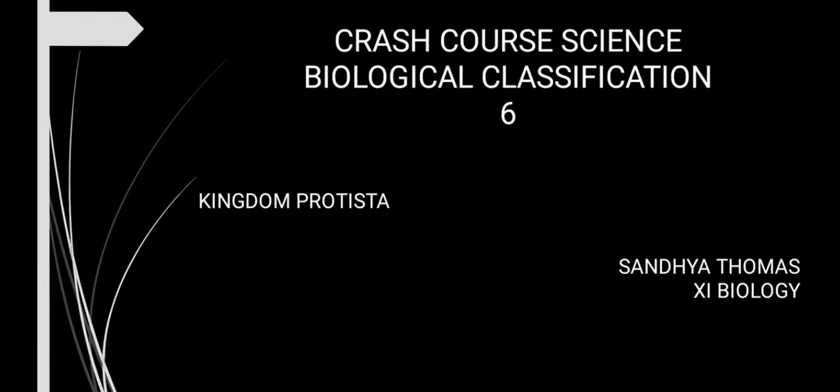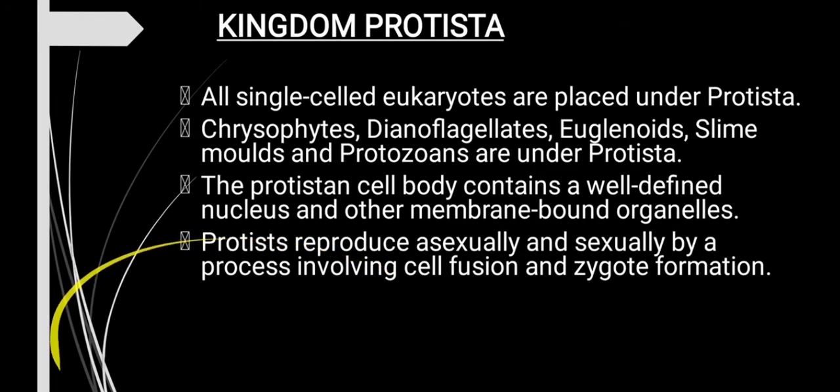Biological Classification, Session 6. In this module, we are going to learn about the second kingdom of the five-kingdom classification proposed by R.H. Whittaker, namely Kingdom Protista. Which are the organisms which come under Kingdom Protista? They are single-celled or unicellular organisms that have eukaryotic nuclei, or single-celled eukaryotes, and are placed under Protista.